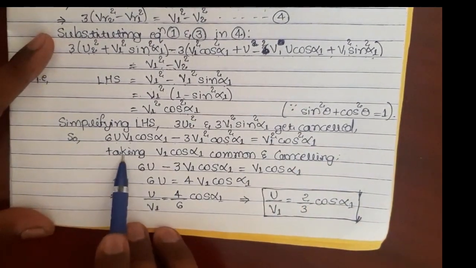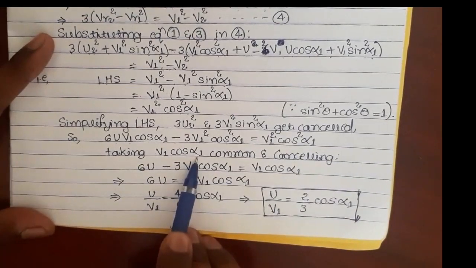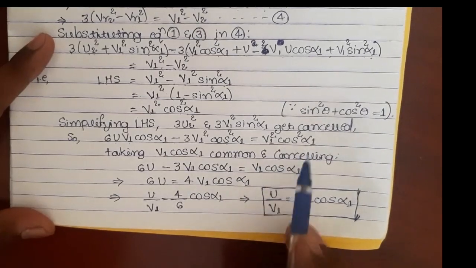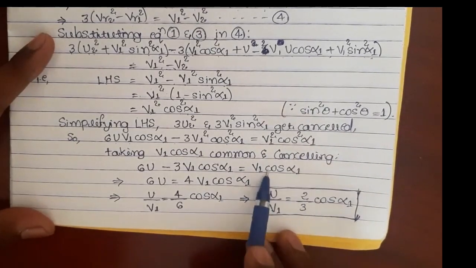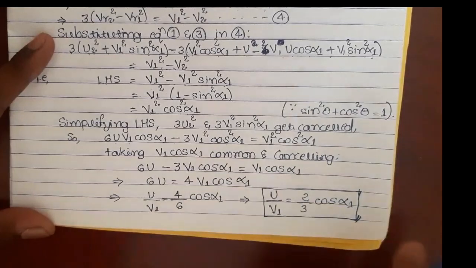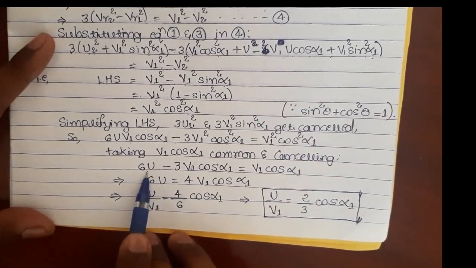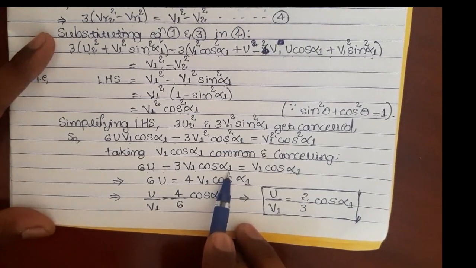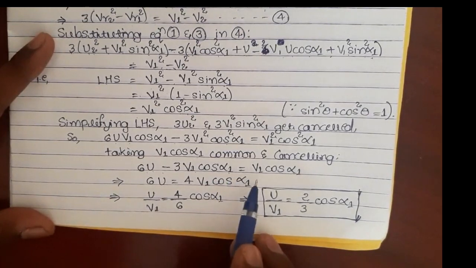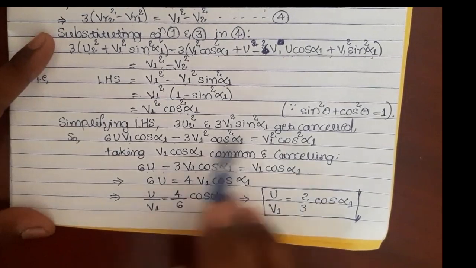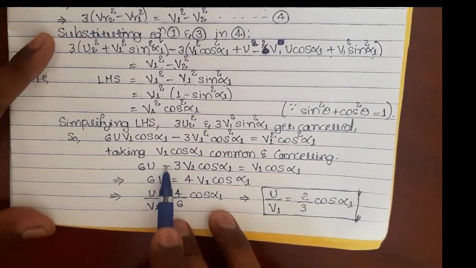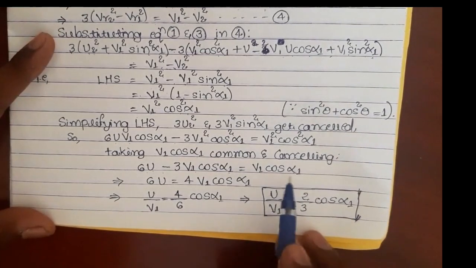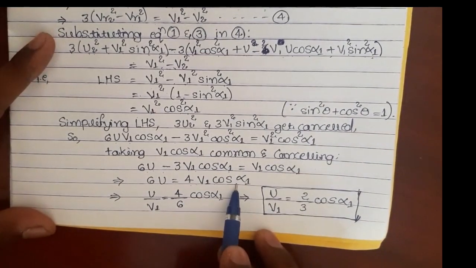So now I will take V1 cos alpha 1 as common and cancel it on both sides, because on both sides that is common. So what remains on the RHS? V1 cos alpha 1 remains, and V1 cos alpha 1 is taken common. Then on the LHS, what remains? 6U minus 3V1 cos alpha 1, right? Now let me modify a little bit. So I will take this to that side. So minus 3V1 cos alpha 1 becomes plus 3V1 cos alpha 1. So 3 plus 1 becomes 4V1 cos alpha 1 on the RHS.